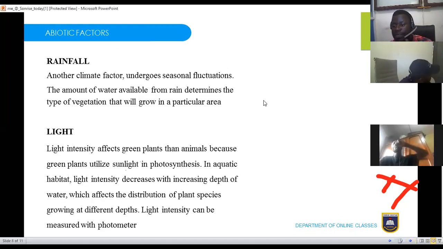The second very important abiotic factor is rainfall. Now, rainfall is part of precipitation, and precipitation is every form of water that falls to the ground. So we have rainfall, we have snow, we have fog, we have hail. And in this lesson, I would like us to focus on rain.